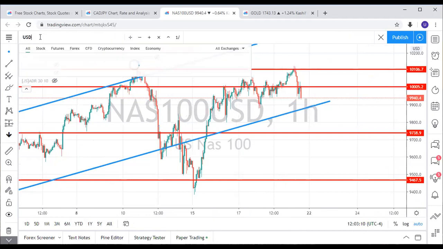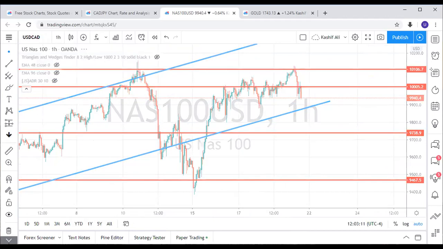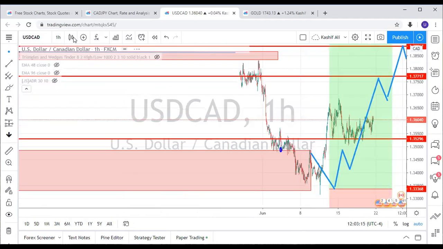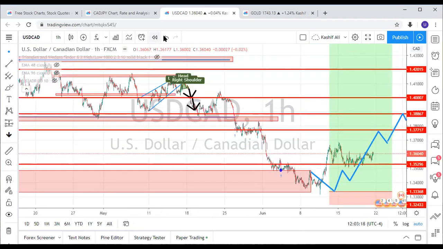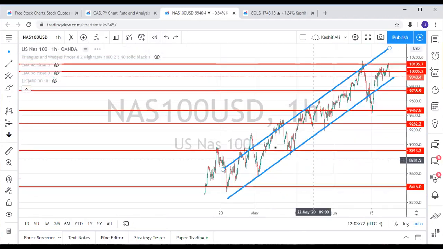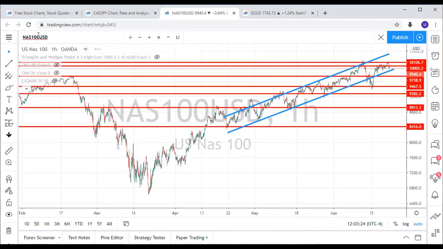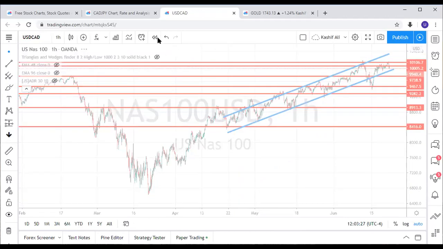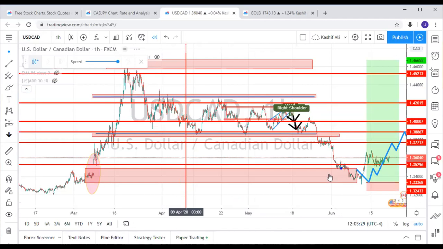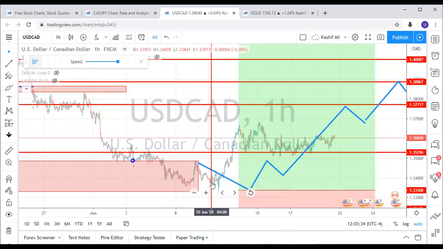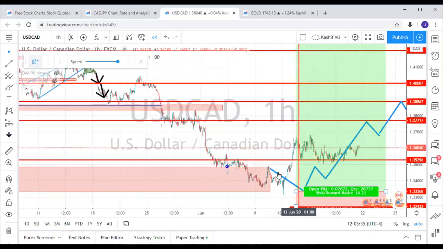Let's have a look at USD CAD. So USD CAD, from this price action you cannot tell what is happening, why it took us to. Okay, so this, let's have a look at what happened here.